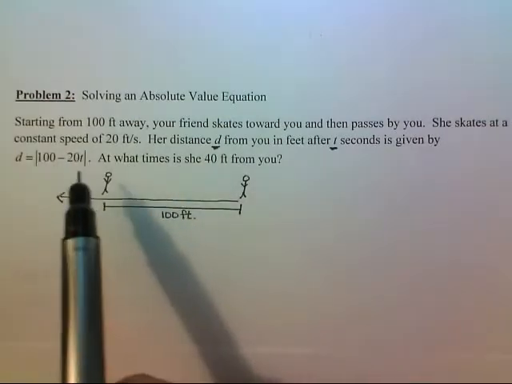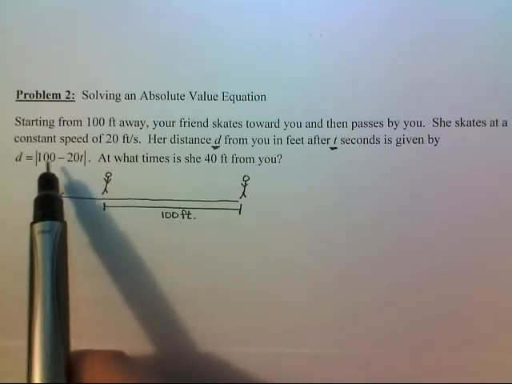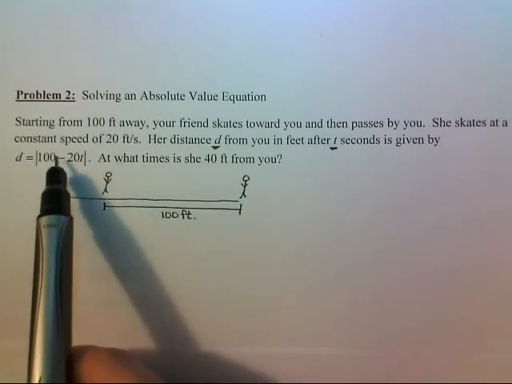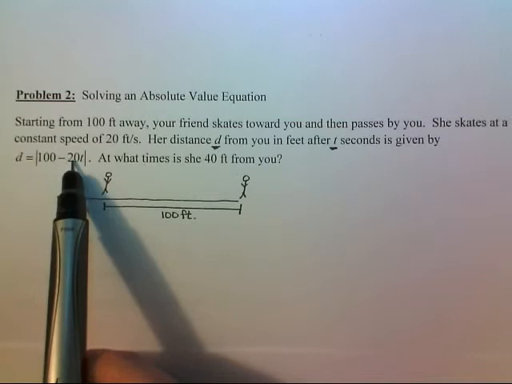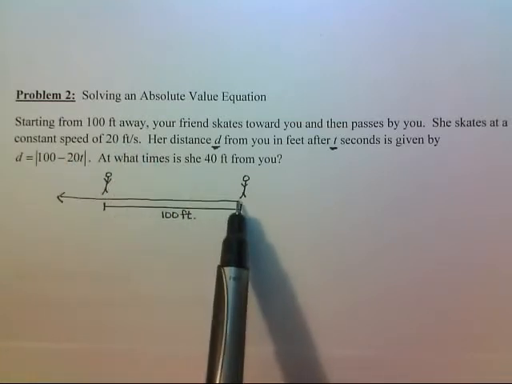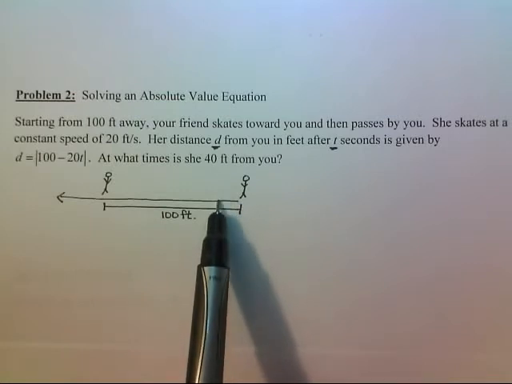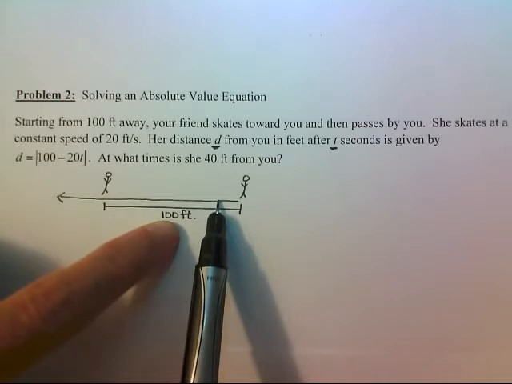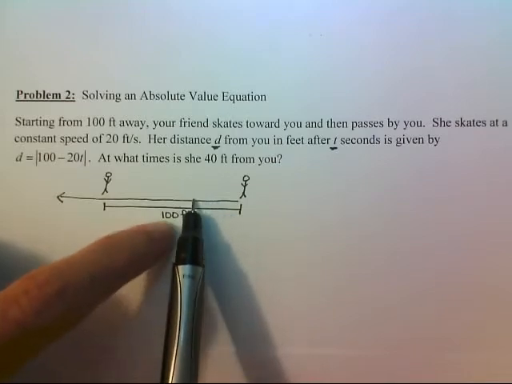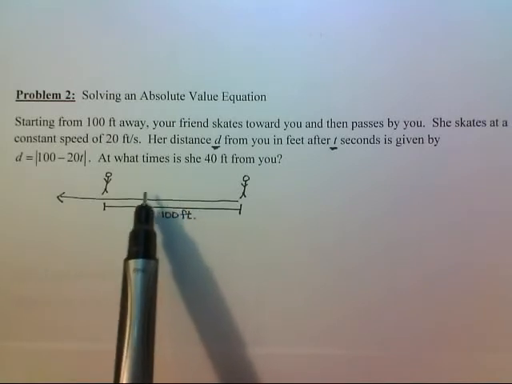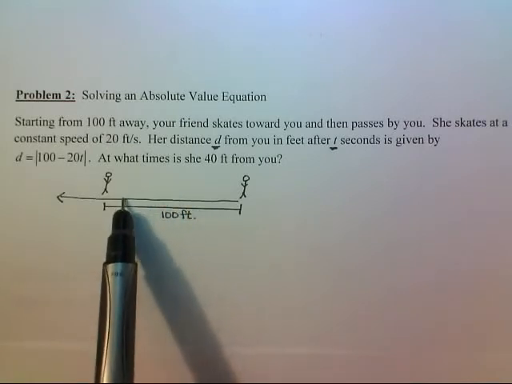Now, let's understand this formula just a little bit, this equation. 100 is where she started from. She's 100 feet away from me. And she's going to get 20 feet closer to me every second. That's what 20 feet per second means. So after 1 second, she's going to be only 80 feet away from me because I take 20 away from that. After 2 seconds, I'm going to take another 20 away. So she's 60 feet away from me. So I'm subtracting 20 feet every second.